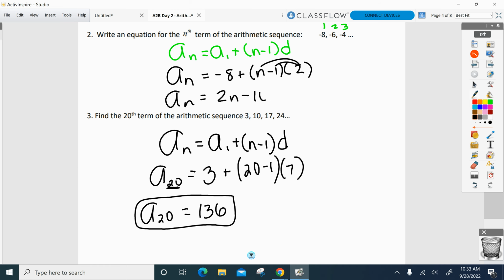Good. And hey, is this formula going to work? Everyone right now, plug in 1 for n. Plug in 1 and let me know what number you get out. What number did you get out? First term? Plug in 2. What'd you get? -6. You see how I'm plugging in and I'm getting the terms back.